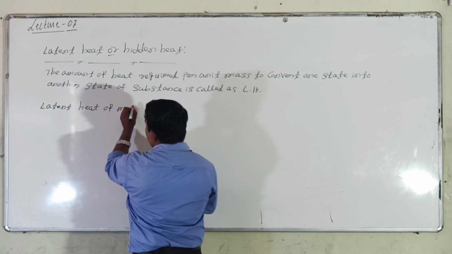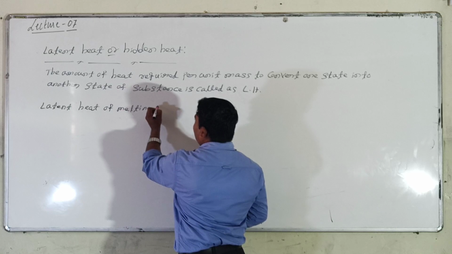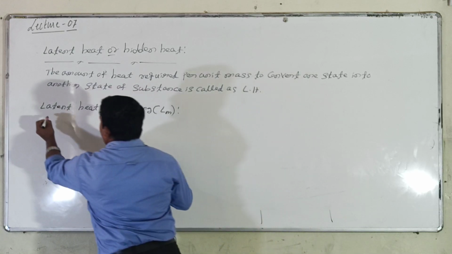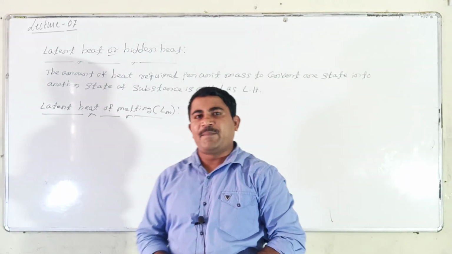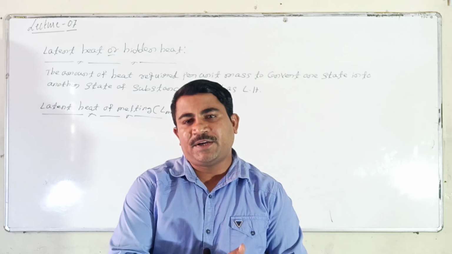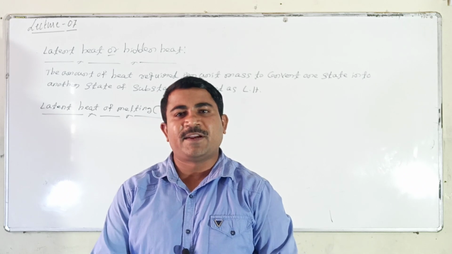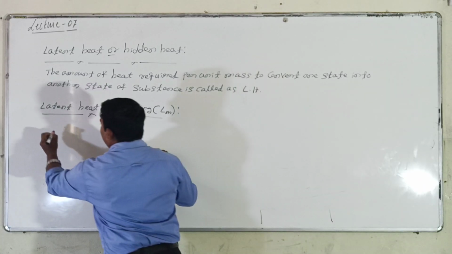Latent heat of melting, represented by Lm. Latent heat of melting means the amount of heat required to convert solid state into liquid state. This we are calling latent heat of melting. How to represent latent heat of melting?